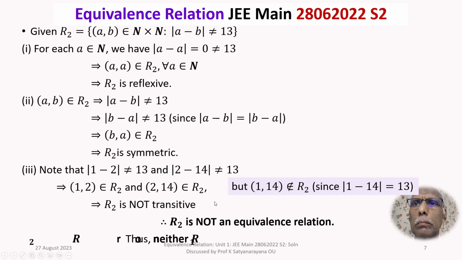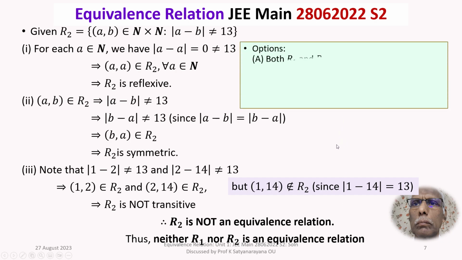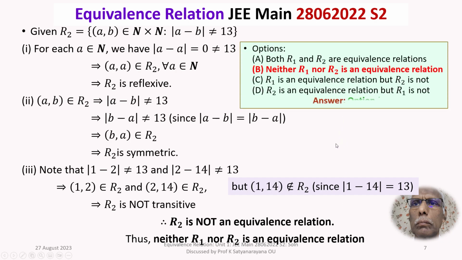So our conclusion is that neither R1 nor R2 is an equivalence relation. And let's look at our options. Our answer, neither R1 nor R2, appears against option B. Therefore, the answer to this question is option B.